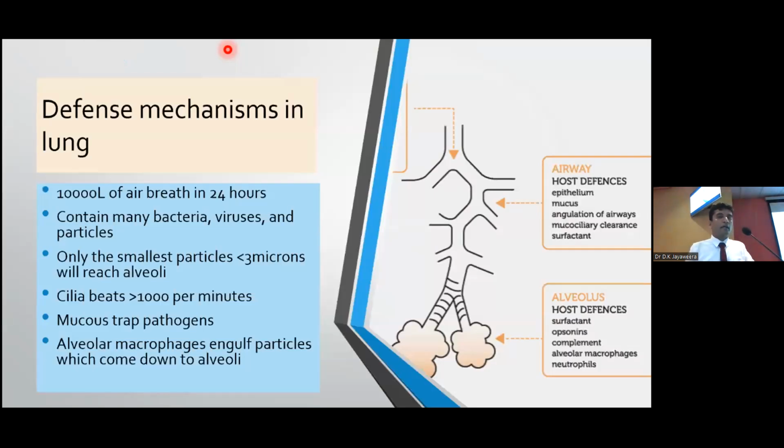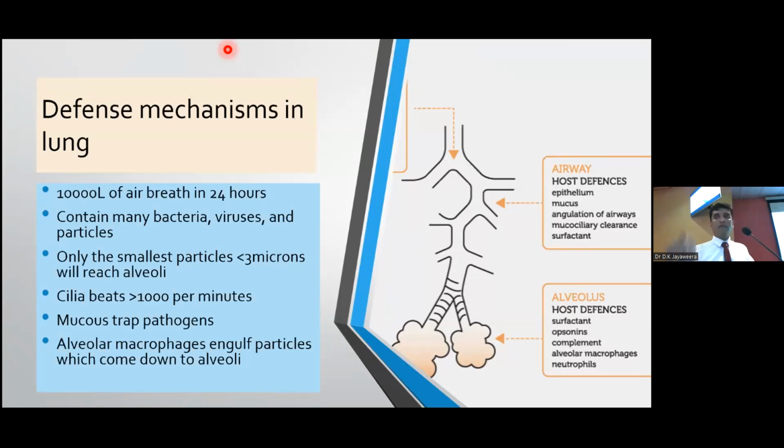So what are the basic innate immune defense mechanisms in the lungs to prevent infection? It is important because in 24 hours, we take 10,000 liters of air into our respiratory system. This contains a lot of bacteria, viruses, and particles. But the cilia and the mucus plug will trap most of these.